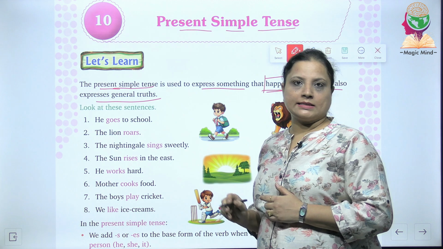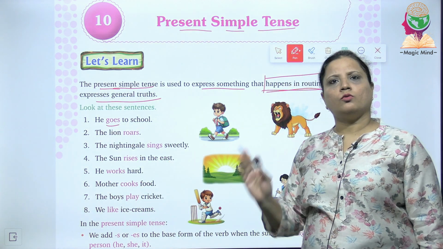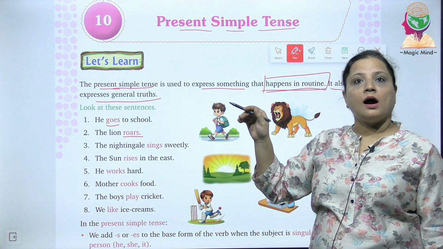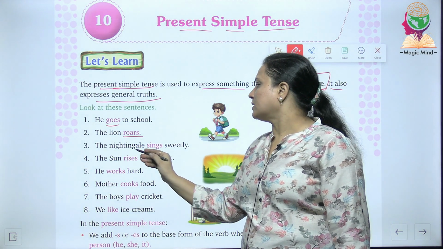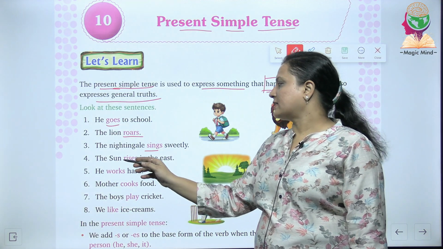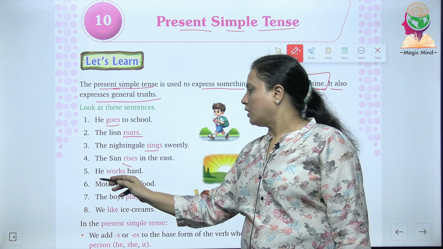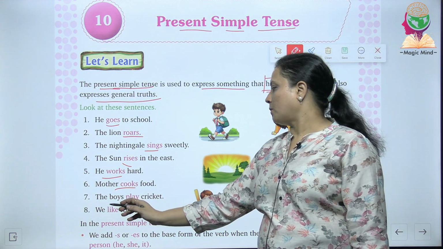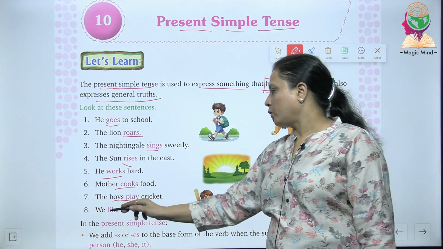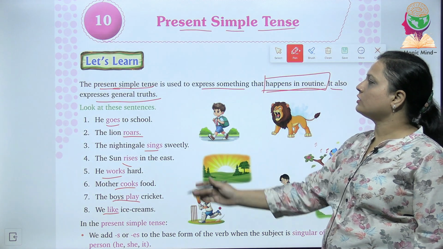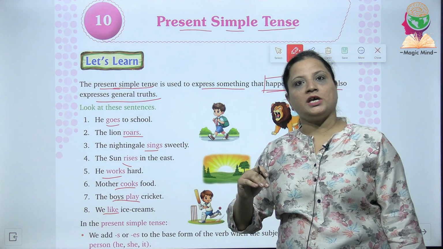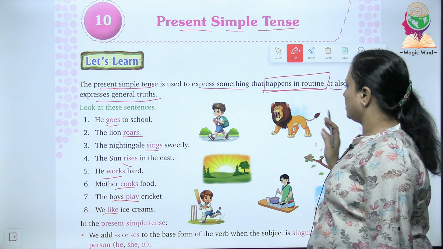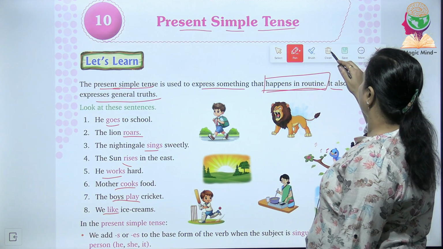Like, look at these sentences. He goes to school. वो स्कूल जाता है. The lion roars. शेर दहाड़ रहा है. The nightingale sings sweetly. The sun rises in the east. He works hard. Mother cooks food. The boys play cricket. We like ice cream. So these are certain sentences which are denoting the simple present or present simple tense. You can see all these things in the given picture also.